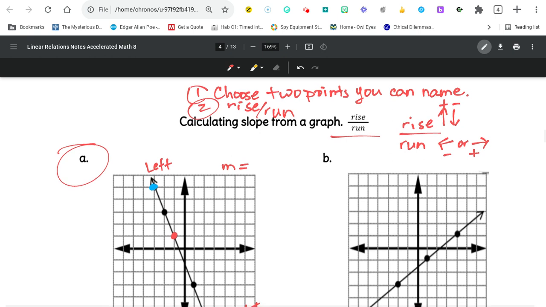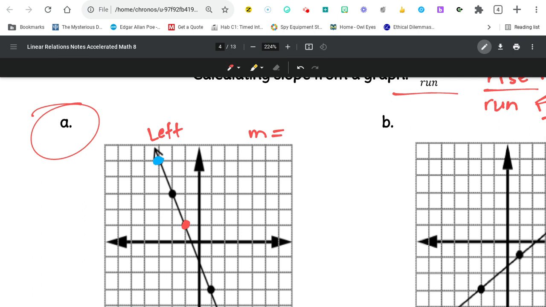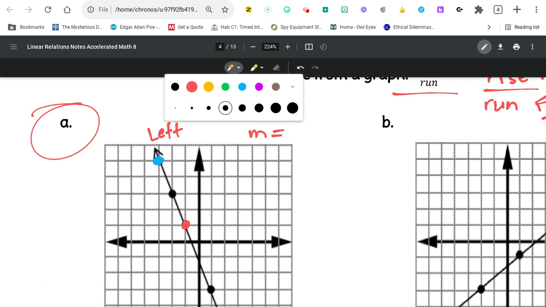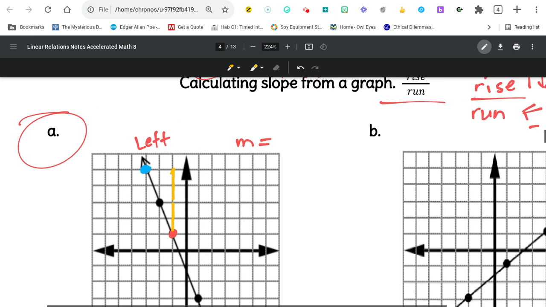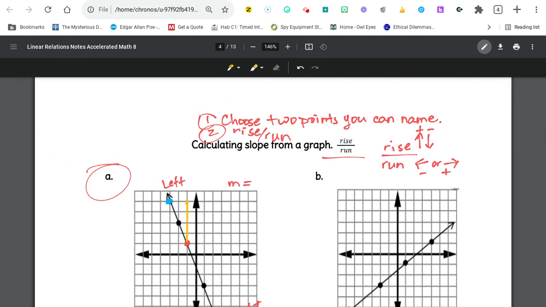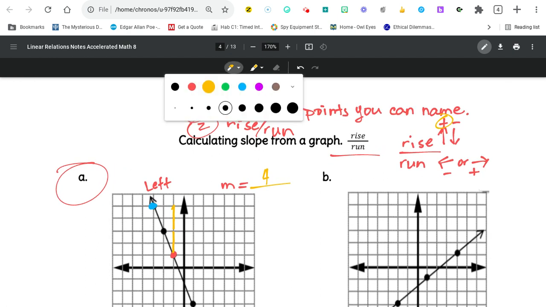Now, to calculate rise and run, I need to just pretend like I'm traveling from one destination to another. So I'm going to travel from the red dot to the blue dot. But when I travel, I'm going to stay on what I call the roads or the black lines. So I'm going to travel up 1 unit, 2 units or 2 blocks, 3 blocks, 4 blocks. You're going up 4. So because you went up, your rise is positive. So that's +4.